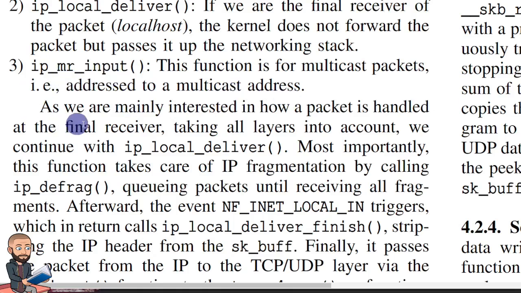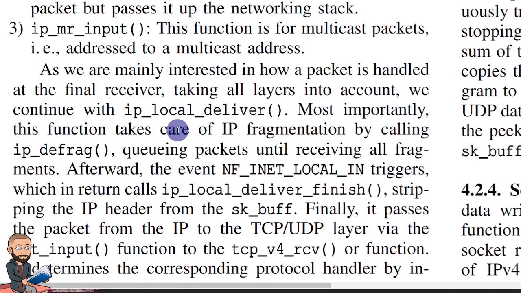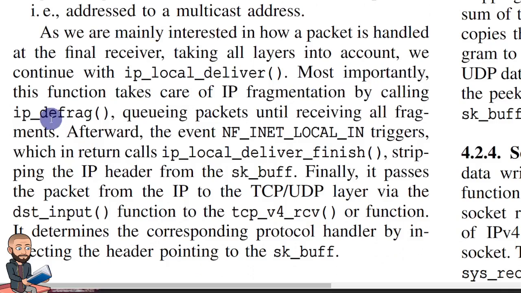Multicast route? As we are mainly interested in how a packet is handled at the final receiver, taking all layers into account, we continue with IP local deliver. Most importantly, this function takes care of IP fragmentation by calling IP defrag, queuing packets until receiving all fragments.